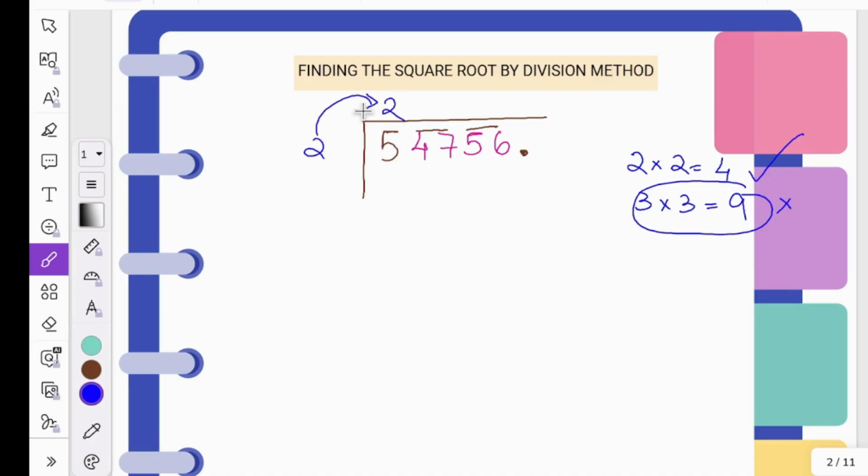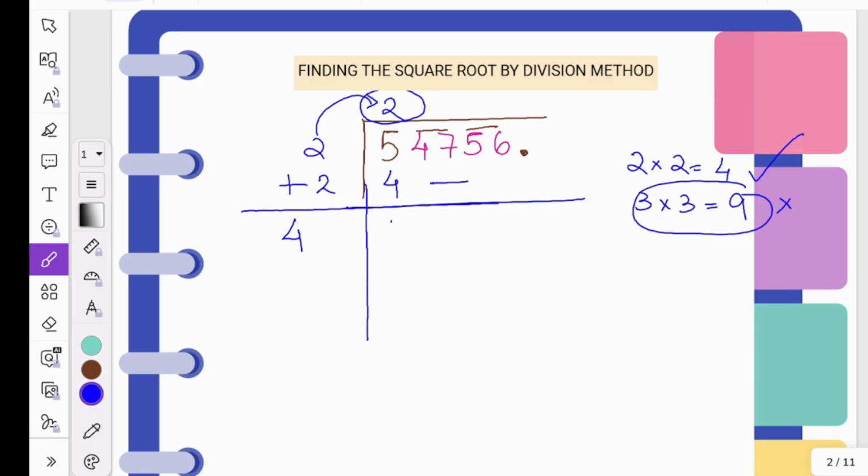Now I will have to multiply these two numbers and write that here. 2 2s are 4. And whenever I write a number over here, that same number I will have to place here, and add the numbers. Now on adding, 2 plus 2, I will get 4. Right? Now I have to subtract them. 5 minus 4 is 1.